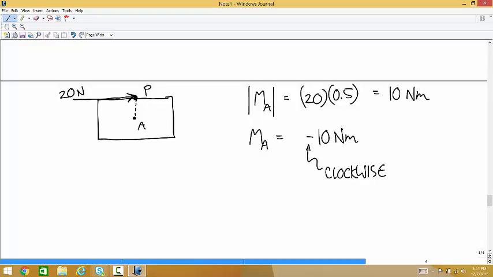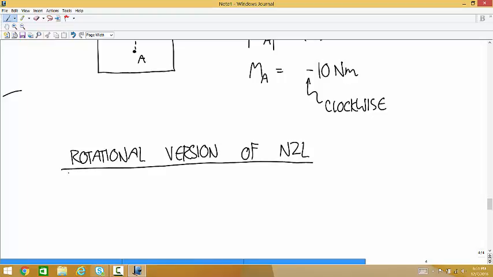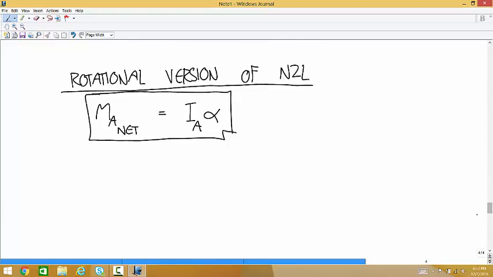Okay, so now we're at rotational Newton's second law. The rotational version of Newton's second law says that if you add up all the moments around the axis, so I'll call that MA net, that's equal to the object's moment of inertia around that axis times the angular acceleration. Okay, so let me do an example.